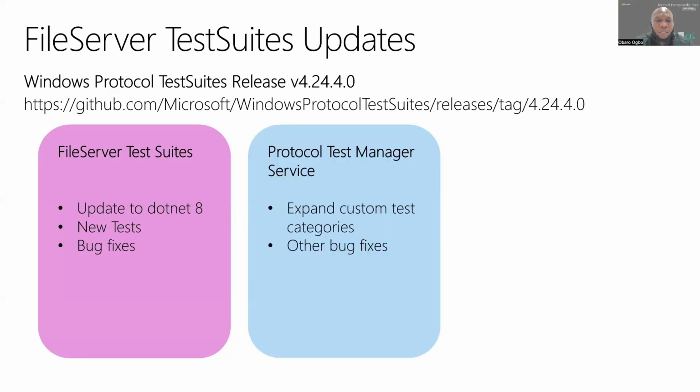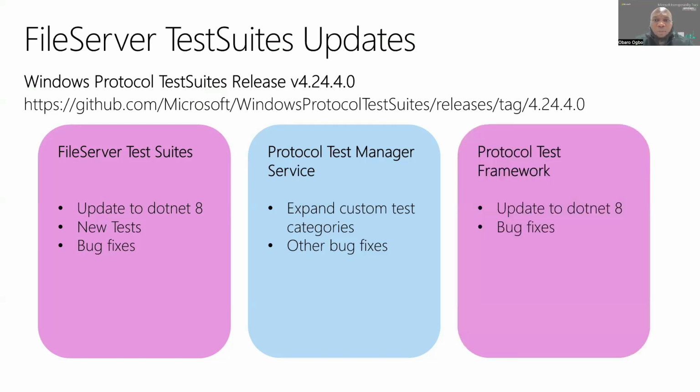The protocol test manager service, PTM service, has also been updated. At the last release, we included the feature to enable custom test categories. So basically, you can set test cases to categories that make sense to you or to your implementation. Prior to that, we forced the categories that you could run test cases under, but now you can customize that. And the protocol test framework has also been updated to .NET 8.